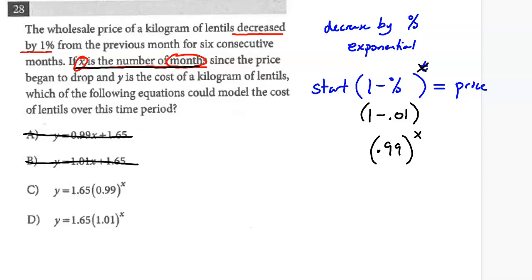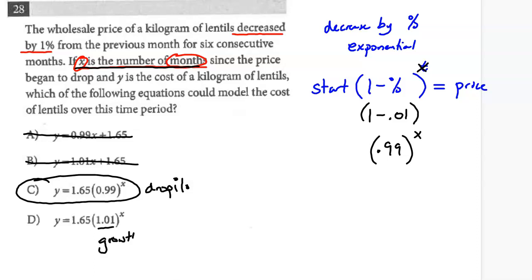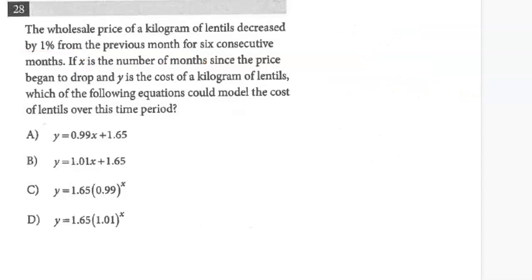So now I'm down to these two, and I know the correct answer is C because this is a drop of 1% each month, all right? Where this is 1 plus 0.01, so this would be growth of 1% every month. So if you put 1 in there, you remain the same. If you're less than 1, you start decreasing. 1.65 must be whatever the starting price was, but they didn't ask about that. So the correct answer here is C.